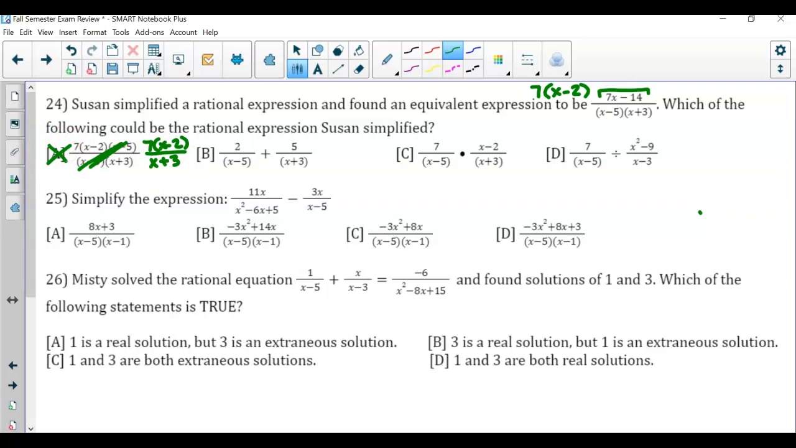Then B, we're adding together. But we need a common denominator, nothing in common, so we multiply them to each other.